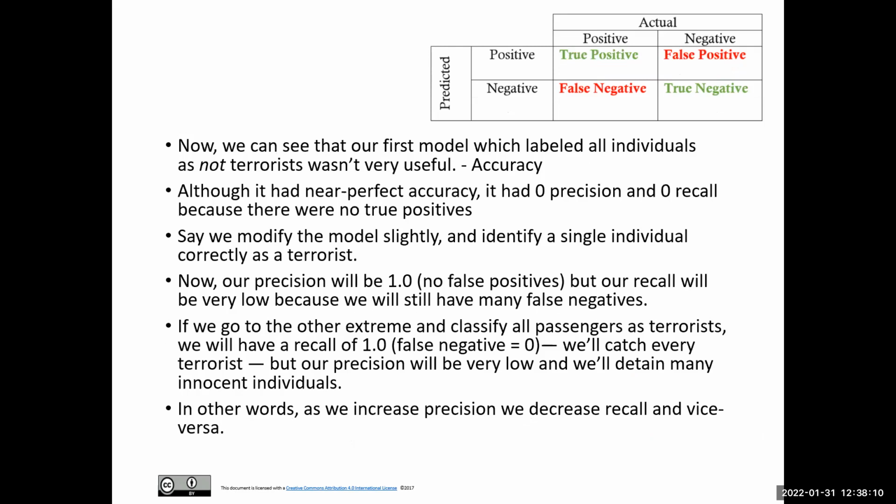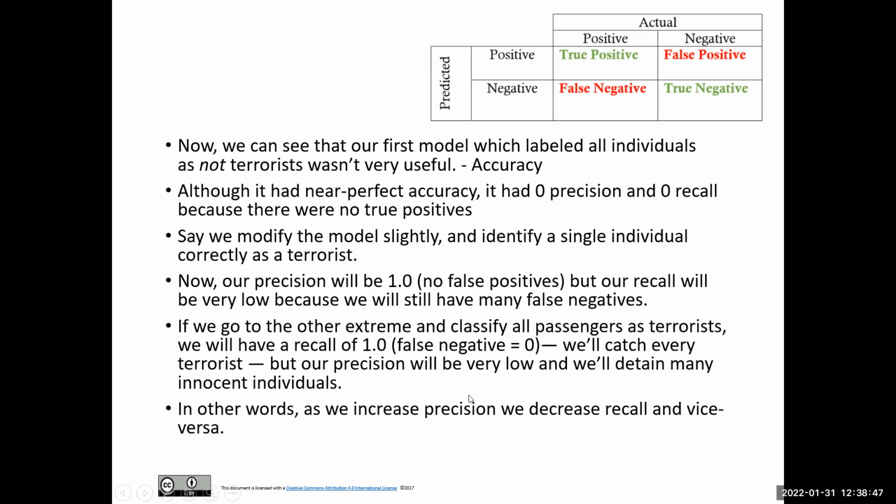And this is kind of expressed here. So now we can see that our first model, which labeled all individuals as not terrorists, wasn't very useful. Although it had near perfect accuracy, it had 0 precision and 0 recall because there were no true positives. Say we modify the model slightly and identify a single individual correctly as a terrorist. Now our precision will be 1, no false positives, but our recall will be very low. You see that? It's like, I found this one, but you're missing out everyone else.